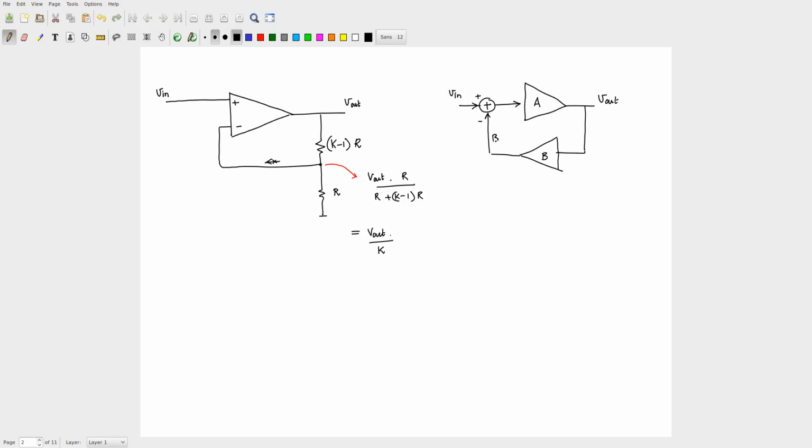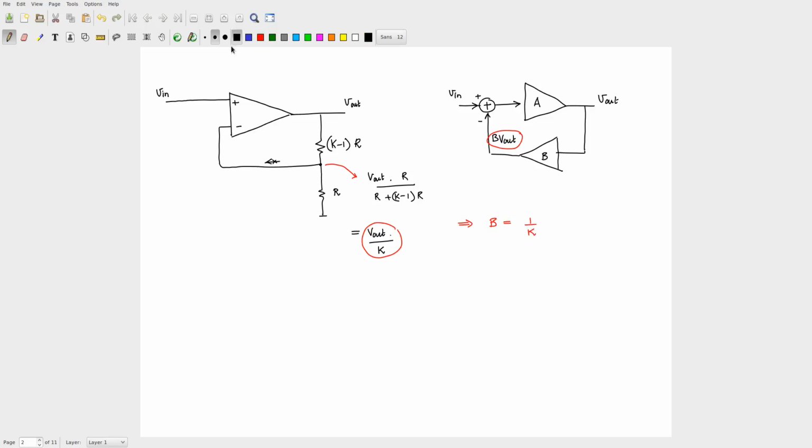No, B times V out in this circuit, right? V out, B times V out is fed back. So you compare that quantity and you compare this quantity, and you come to the conclusion that the fed back quantity, the return transfer function, or the backward transfer function, is nothing but 1 by K.